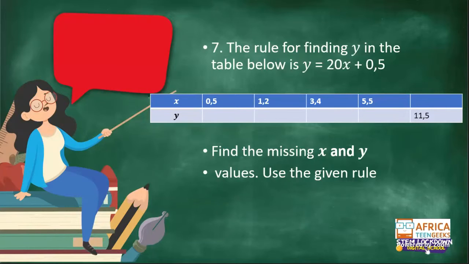The second one is 1,2. Just fix your thing there, please. I'm saying if x is 1,2, what will be the value of y?